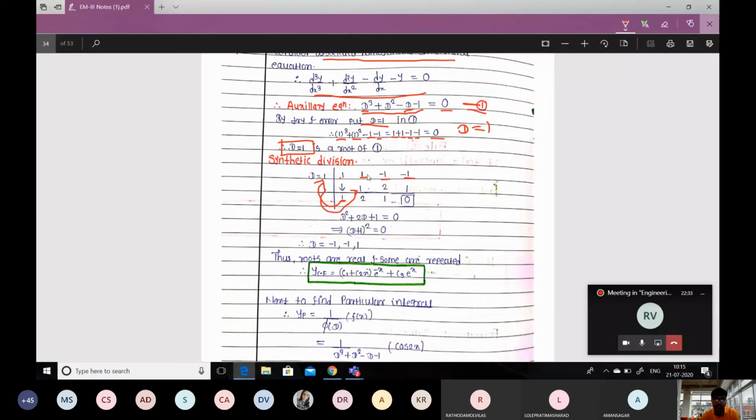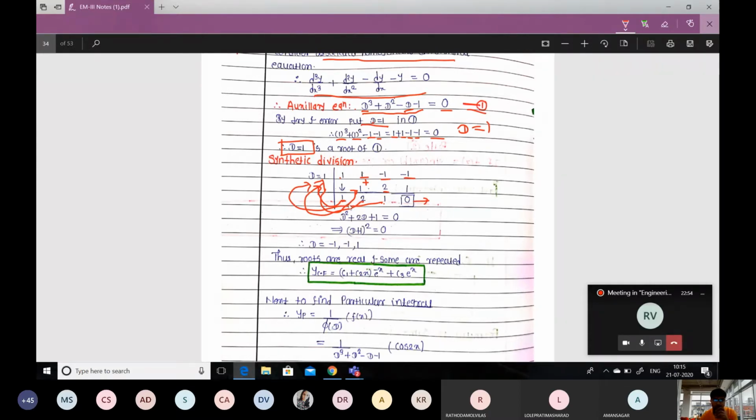Taking the addition of the entries present in the column, 1 plus 1 is 2. Again multiplying with this 1, 2 into 1 is 2. Writing in the next column and taking addition, we get 1. Again multiplying by this 1 and writing in the next column, -1 plus 1 is 0. So we get the remainder as 0.